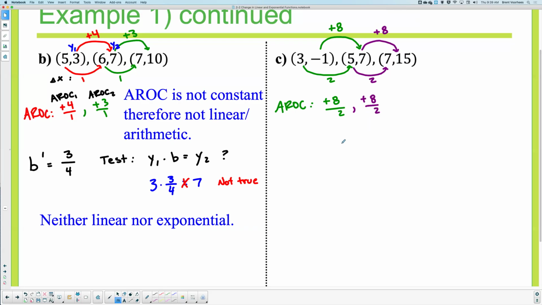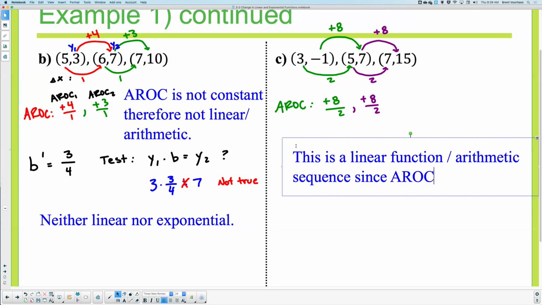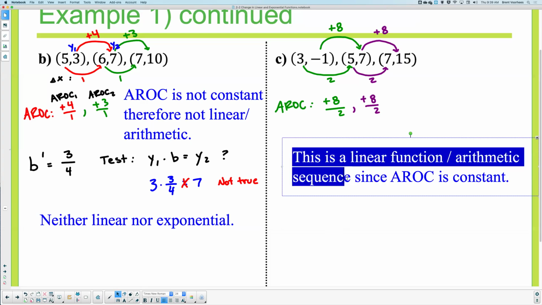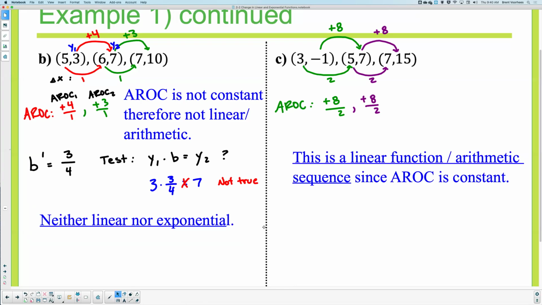What can you tell me about those A rocks? They're constant. So this is a linear function, or what else could we call it? Arithmetic sequence, since A rock is constant. Underline all that. There it is. I guess I need to underline this answer. Okay. Get the L. There we go.